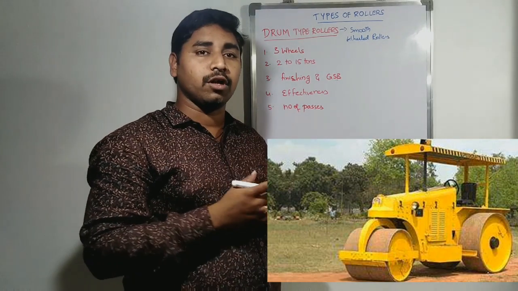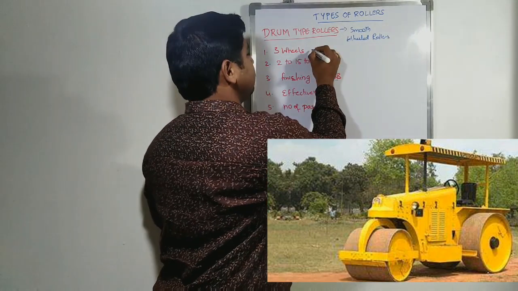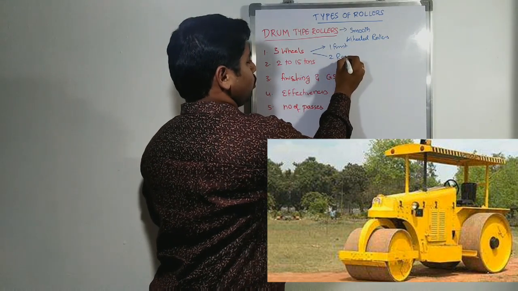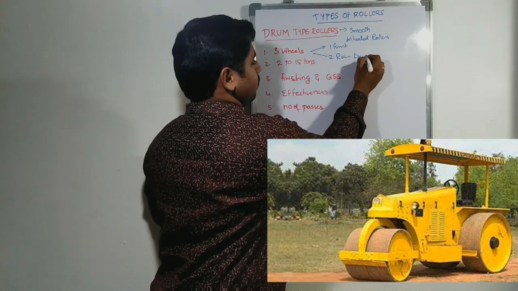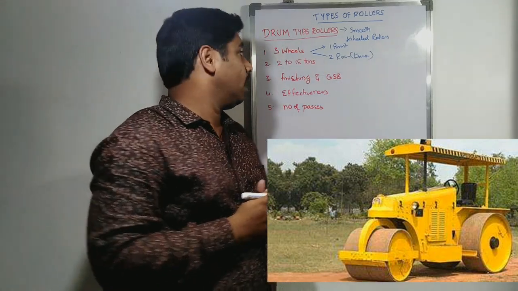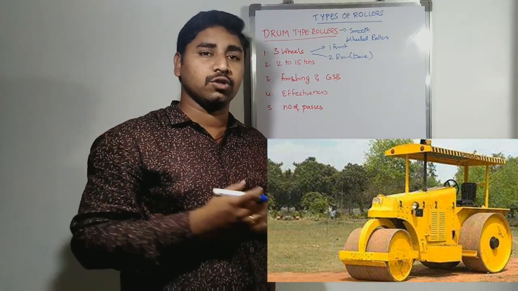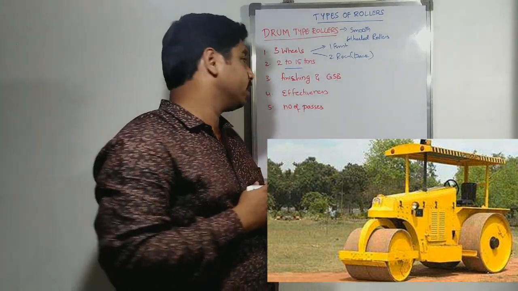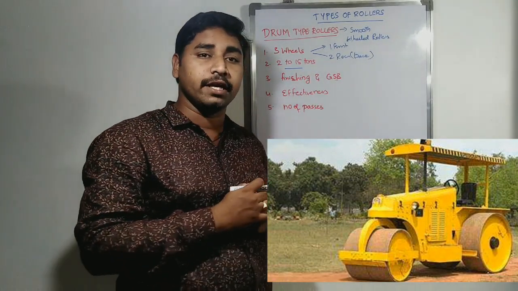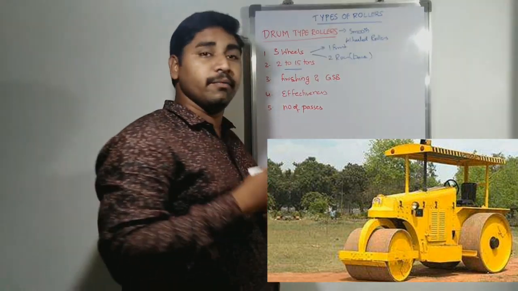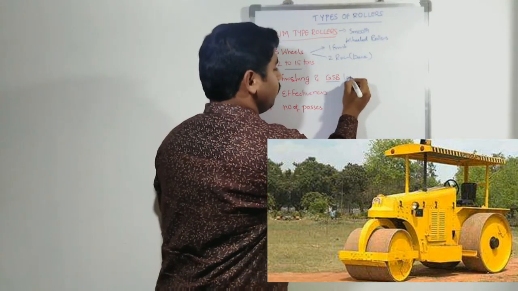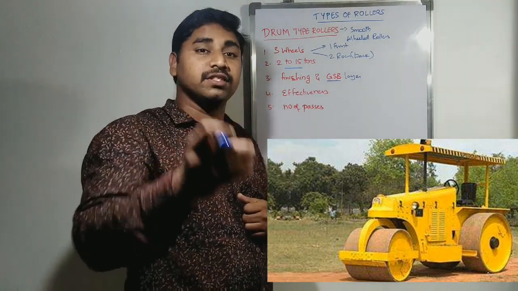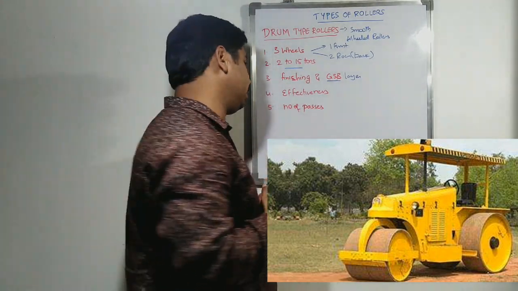These drum type rollers consist of mainly three wheels, one in front and two in the rear, or in the back. Coming to the weight of this roller, it will have around 2 to 15 tons of weight, and it is capable of doing finishing for roads, mainly in the GSB layers. We will be using this roller for compaction of GSB layers in flexible pavements.